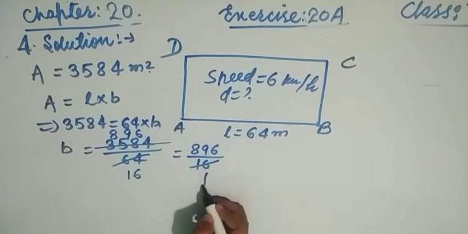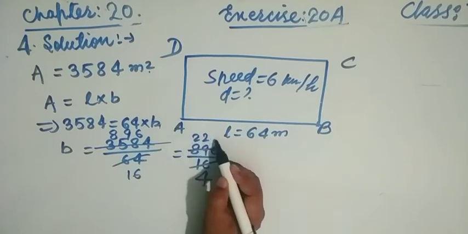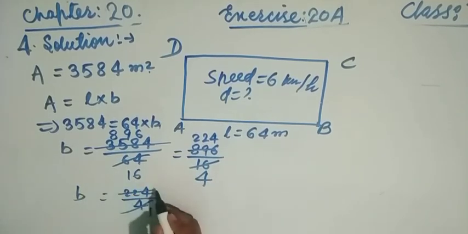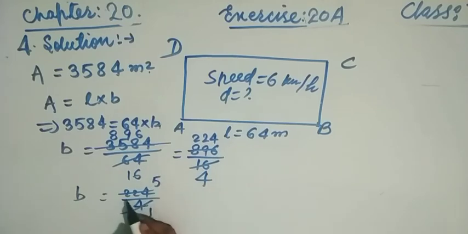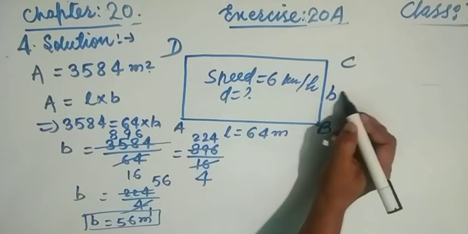Once again 4 4 ja 4, 4 2 ja and 4 4 ja 16. Once again friends, 224 will get cancelled by 4. Now see 4 1 ja 4, 4 5 ja 20, friends, and 4 6 ja 26. So the length B is equal to 56. So B is equal to 56 meter, friends. That is, B is 56 meter.